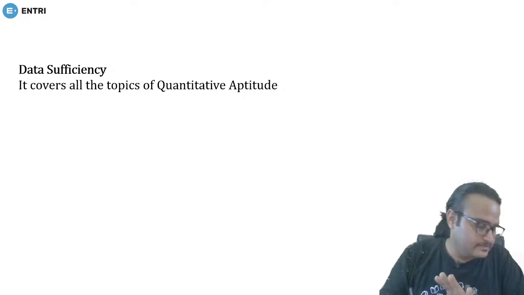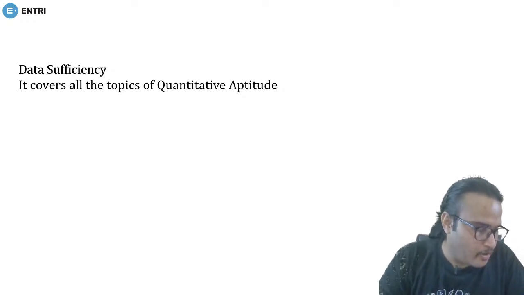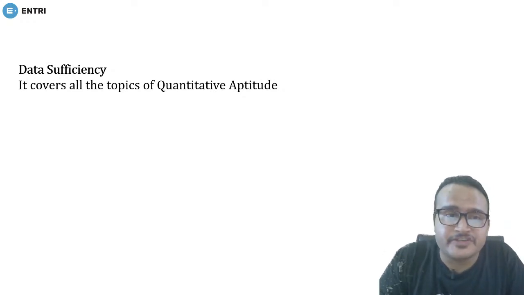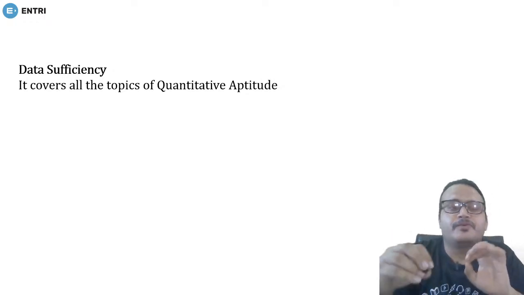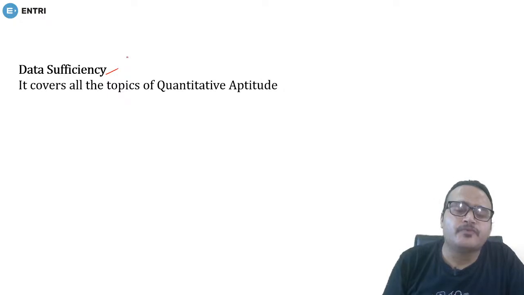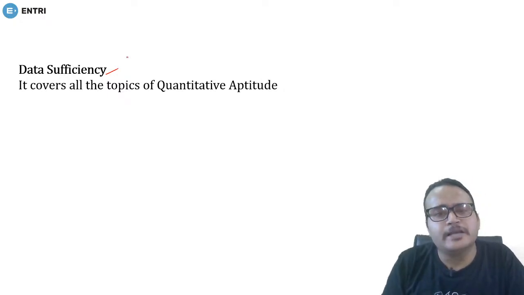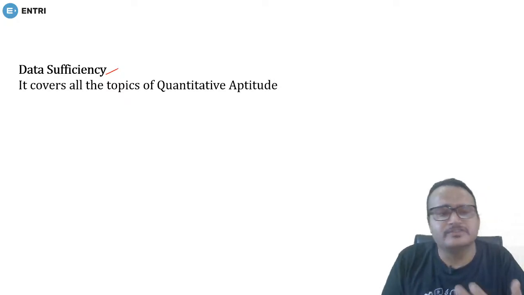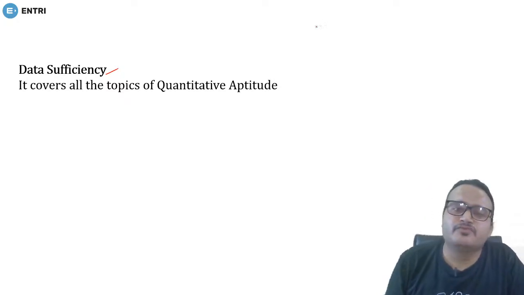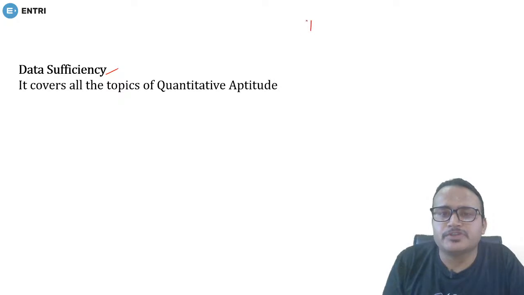Okay, so guys, another important topic is what? Data sufficiency. Data sufficiency basically is not a particular topic. In this topic, all types of arithmetic is covered. All types of topics that are asked in quantitative aptitude are covered. So what is data sufficiency, guys? In this type of question, you have first, second, something like that. Maximum 3 statements are there.